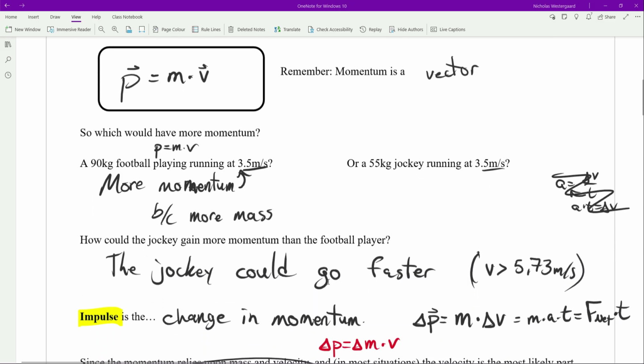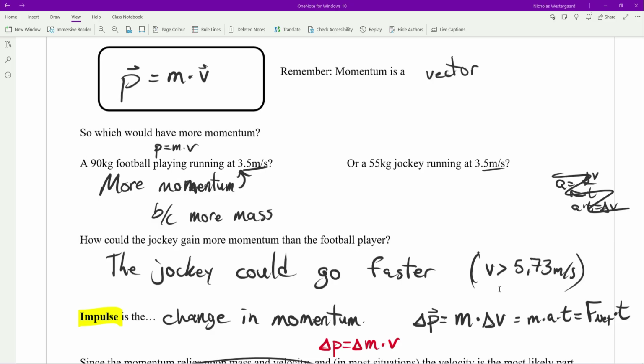So the jockey could go faster, and I did a little p equals m times v calculation to find out the total momentum of the football player. And then I used the mass of the jockey to see what would be the threshold velocity. So the threshold velocity would be 5.73 meters per second. That's the momentum. So that's the concept of momentum. It's how much motion there is, and it's easily calculable by taking the mass and the velocity.